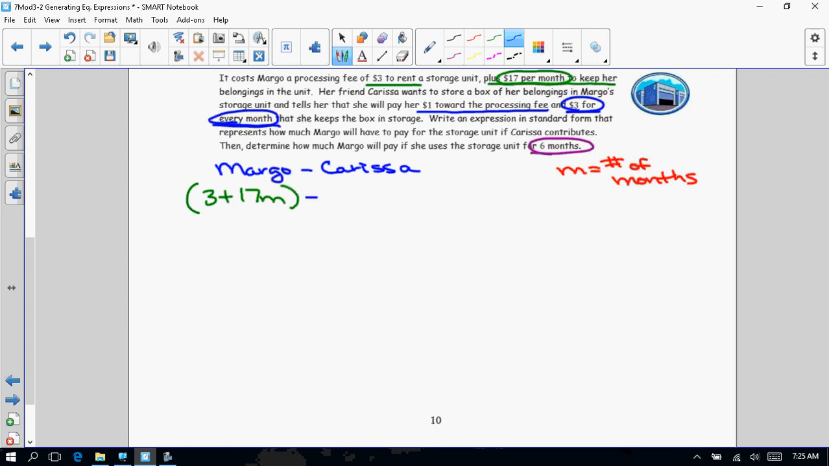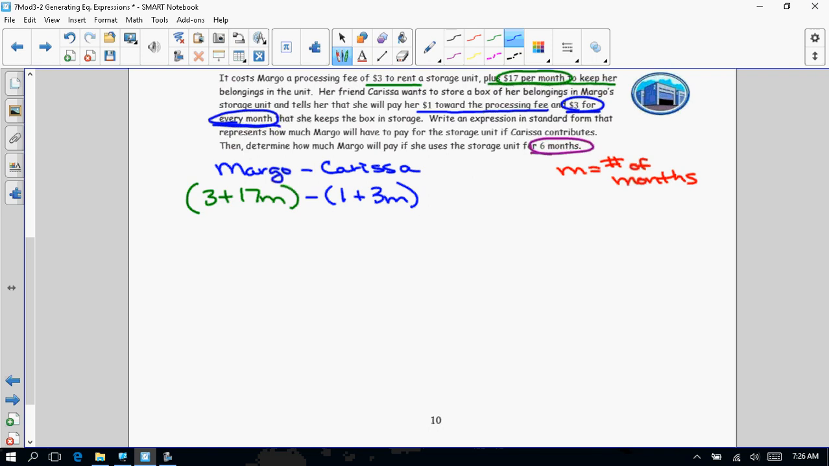So we're going to subtract Carissa. Carissa says she's going to pay $1 towards that processing fee, and then she's going to pay $3 every month to hold that box in there. Okay, so there we go. This is how we're going to figure this out. Notice there's no equal signs. I don't know anything else right now.